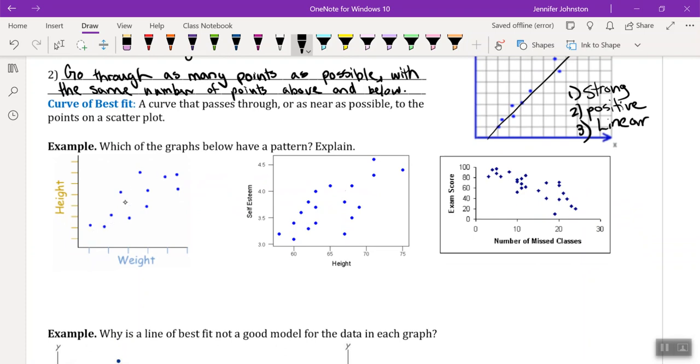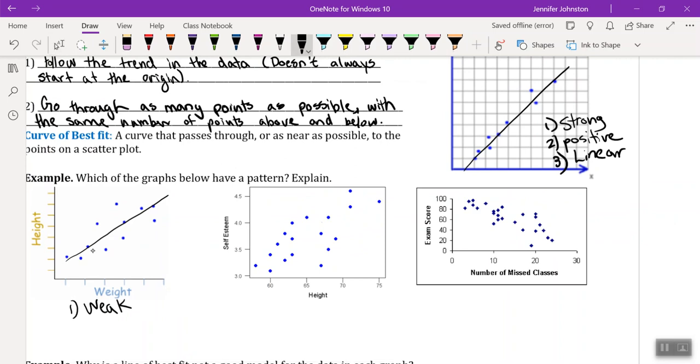Here we can see what kind of pattern is happening. Is it a kind of curve happening? No, it's more of a straight line. So we want to do a really nice line of best fit, almost the same number of points above and below. It's going in the way of the trend in the data. That looks good. Here, would you say strong or weak? Yeah, it kind of looks weak. How can you tell it's weak? What's the difference between this graph and this graph?